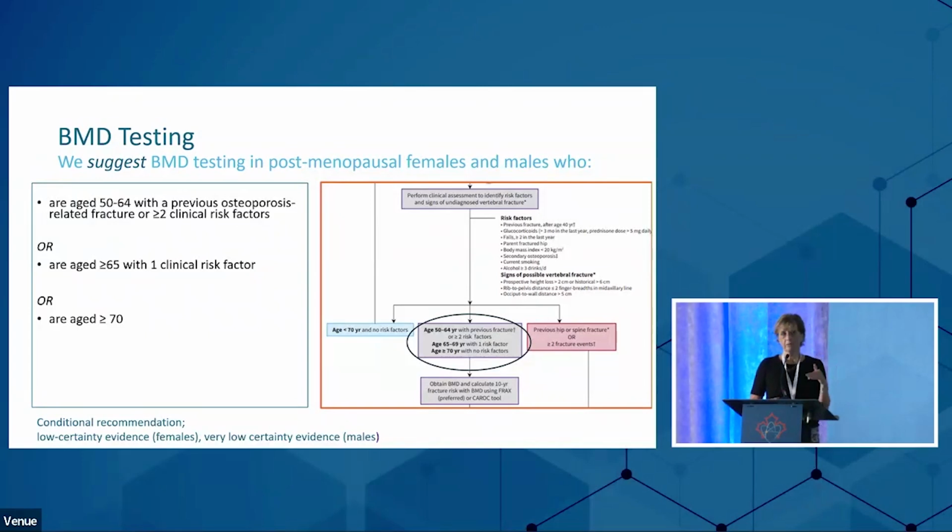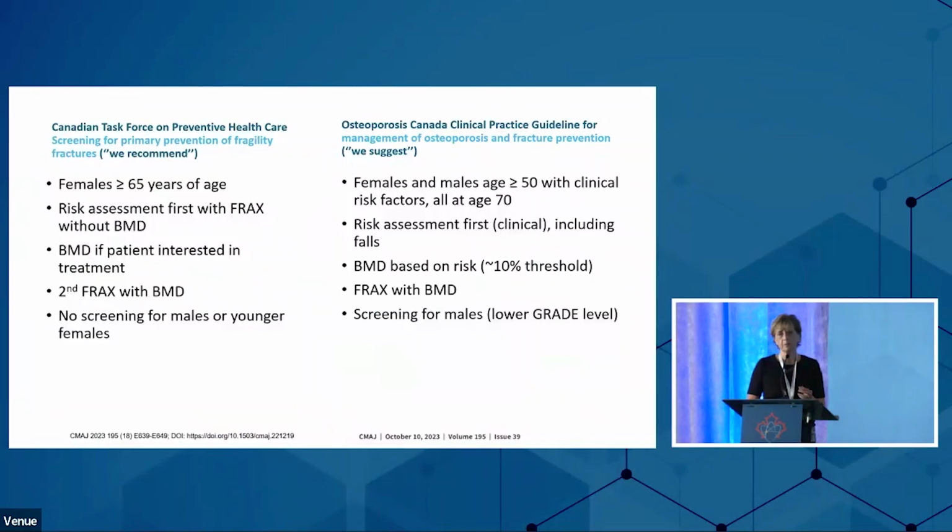So we suggest this because the evidence is stronger in females than in males. There are randomized controlled trials in females, but none in males. And so the Canadian Task Force on Preventive Healthcare, whom you may be aware of, has come up with guidelines that are different than the ones Osteoporosis Canada came up with. The Canadian Task Force heavily relies on RCT data to make their recommendations. We obviously relied on RCT data, but we also relied on evidence from observational studies.